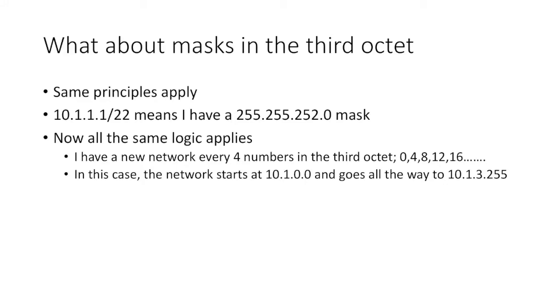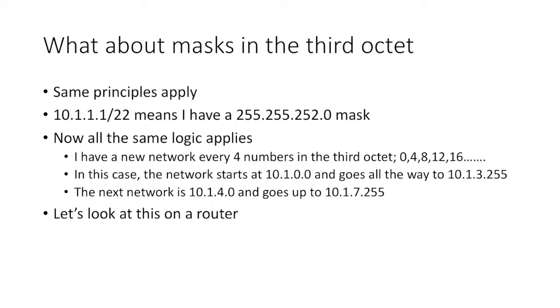In this case, because I've addressed the interface in 10.1.1 space, it tells me that the network starts at 10.1.0 and goes all the way to 10.1.3.255, and that's what you'd have as a network available for you to address in the same space. The next network starts at 10.1.4 and goes up to 10.1.7.255, and then it'll be 10.1.8 up to 10.1.11.255, etc.